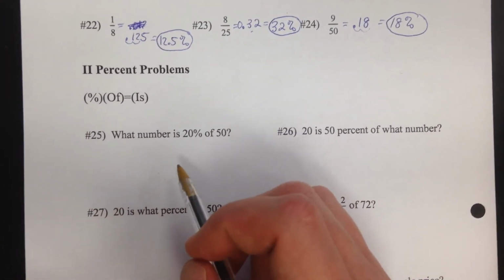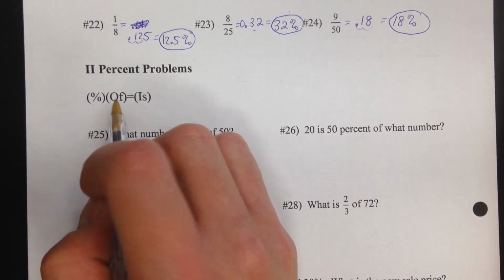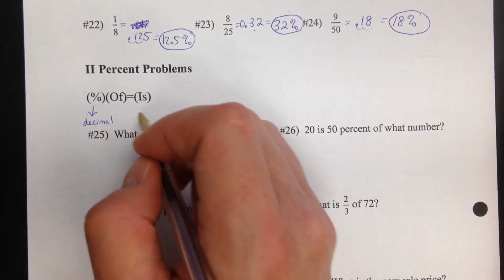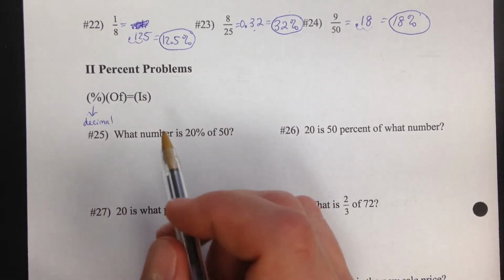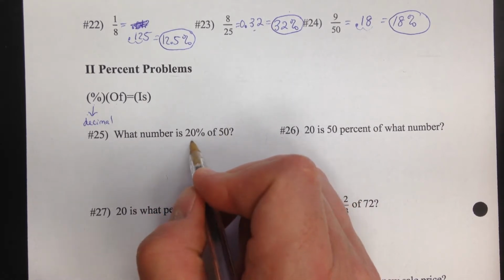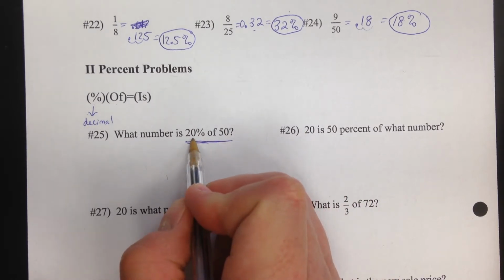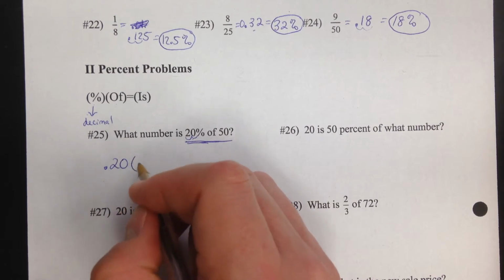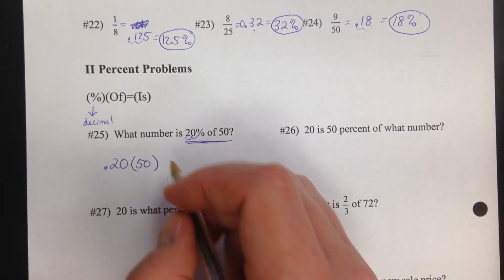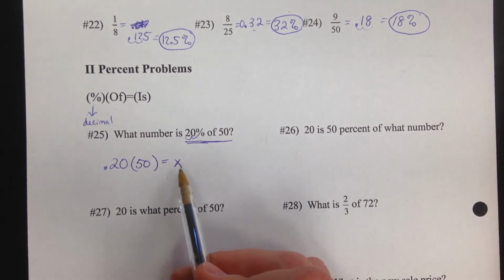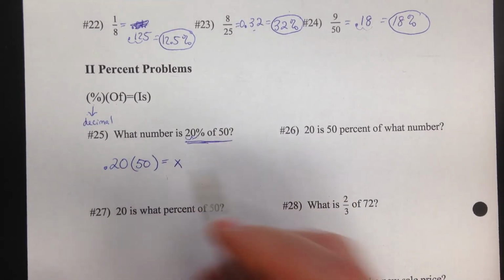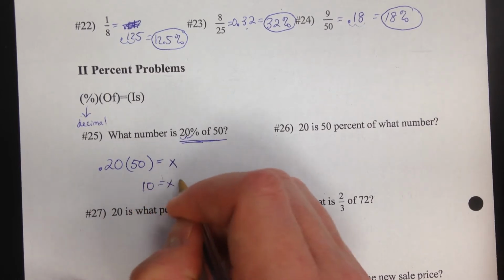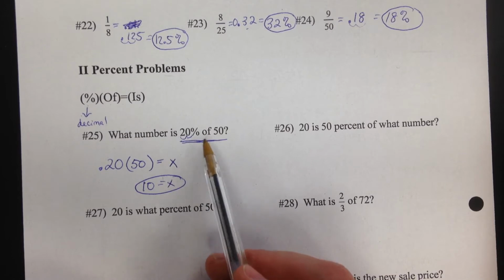All right, the second section here, percent problems. When you take a percent of a number, we're going to multiply the percentage as a decimal times the number, and what that gives us is the same thing as equals. So what number is 20% of 50? 20% of 50, we're going to take 20%, which would be 0.2 or 0.20 times 50. 50 is the number I'm multiplying by the percentage, and what that gives me is the is part, which is x. So 20% of 50 is 0.20 times 50, and if we multiply that, we get 10. So that is our answer. 10 is equal to x. So the number 10 is 20% of 50.